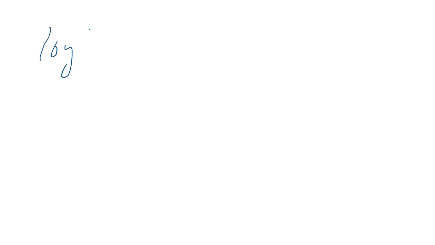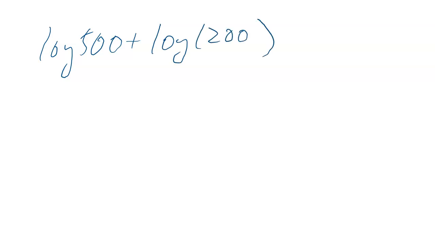Let's see, log of 500 plus log of 200. Okay, so this is log base 10, and no matter how hard I try, 10 to some power is not going to be 500, and 10 to some power is not going to be 200, so I'm stuck. So I'm going to use one of my tools, one of my laws of logarithms. I only have 3 of them, specifically the addition one. I can write this as a single log, provided I multiply the things on the inside.